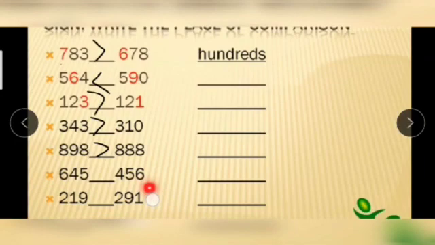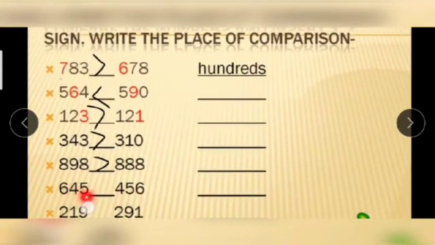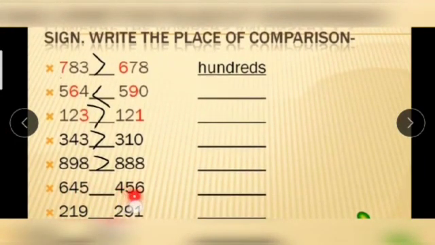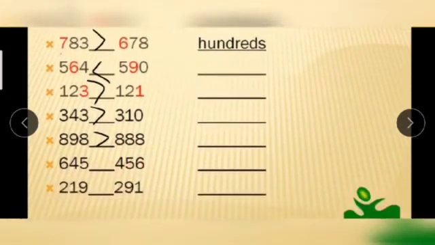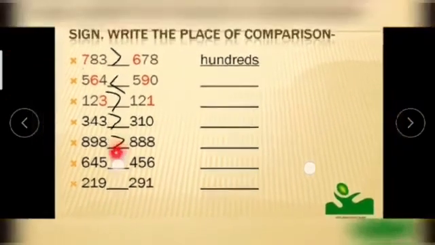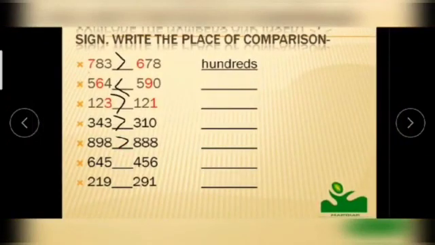Now next example, 645 and 456. We have to compare these, and in the same way we have to compare 219 and 291. Now children, hope you have understood comparing 3-digit numbers by comparing the 100 place, tens place, ones place.